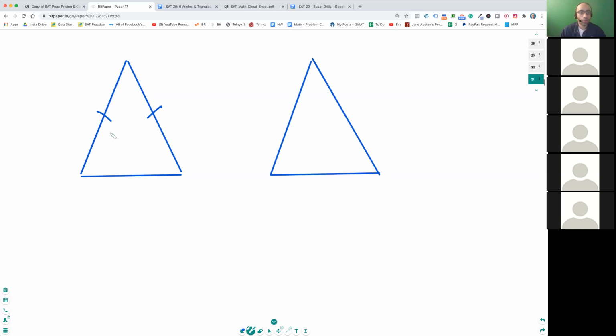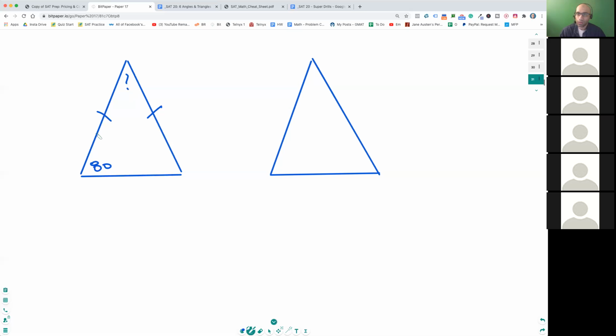Two sides are equal, and then if two sides are equal, the corresponding angles are equal. Yes, these two sides are equal, these two angles are equal. And then the third one, you've got to figure it out. So why don't we figure it out? Let's say this one is 80. Can you please tell me what this angle is equal to?